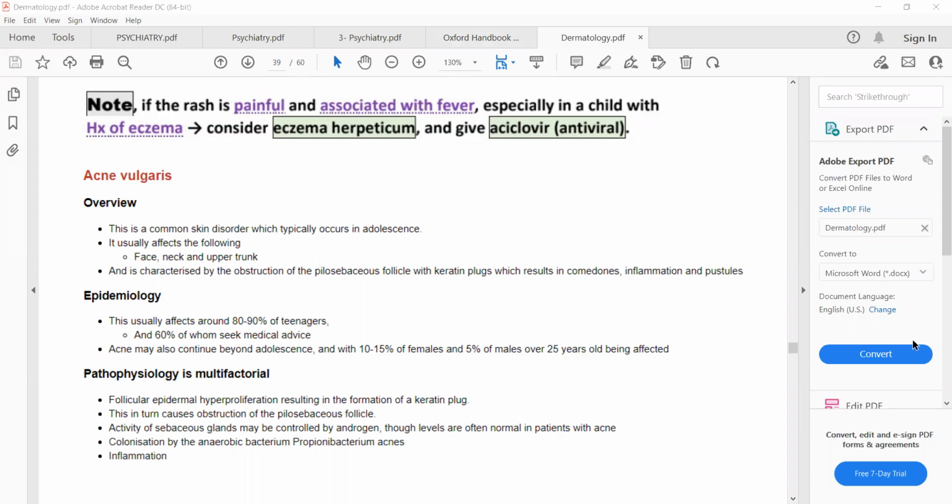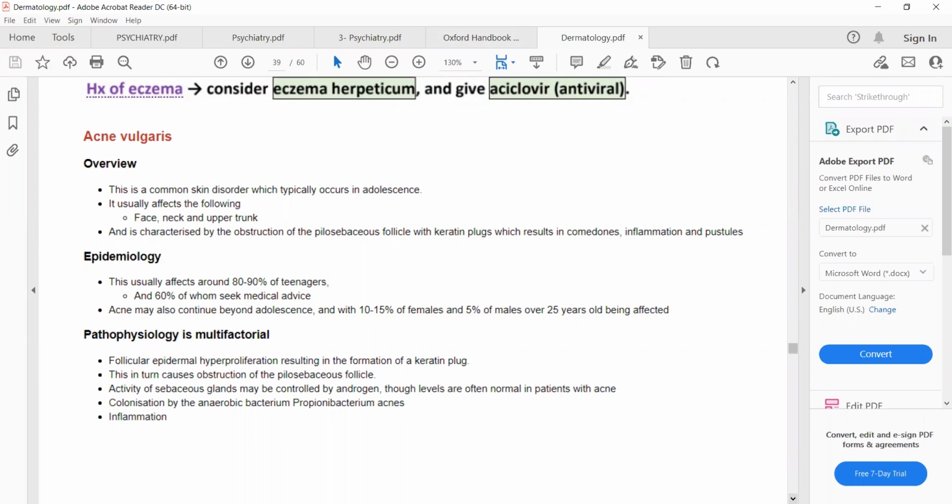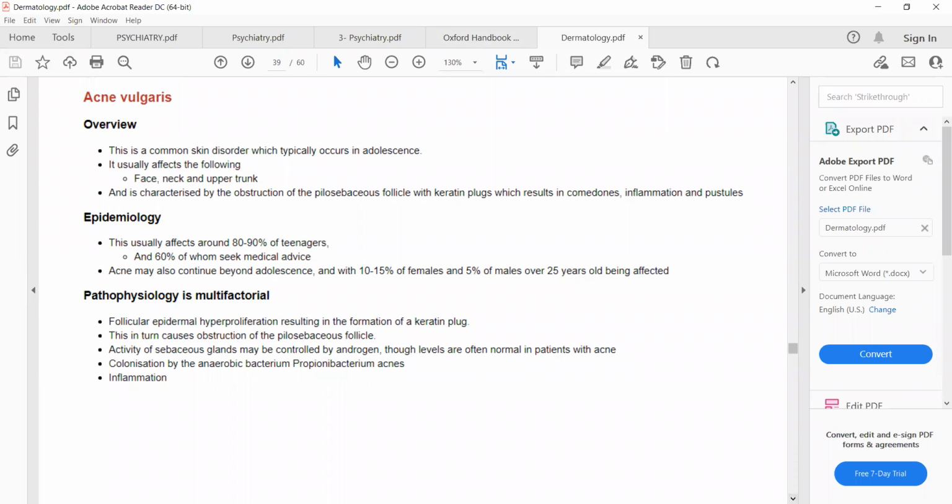Our next topic is acne vulgaris. Acne vulgaris is also a skin disorder that is very common, mostly caused by a bacterium, Propionibacterium acnes. It is very common in adolescents because of hormonal changes and androgens. That's why it is common in the adolescent age group. The lesions of acne vulgaris are mostly present on the face, neck, and upper trunk as well.